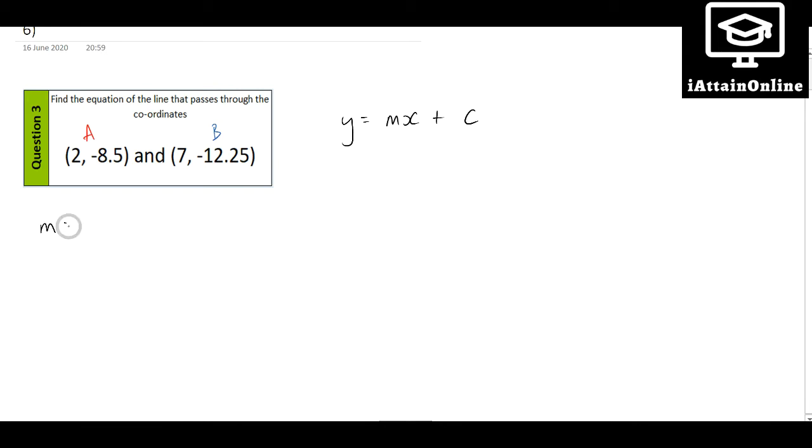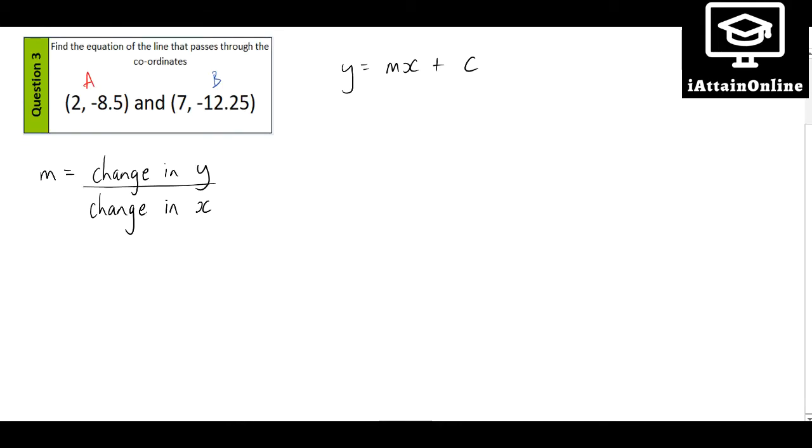And to find m, which is the gradient, we're doing the change in y, and we're dividing that by the change in x. So in this case, let's start with a this time. This is my x value, this is my y value, this is my x value, this is my y value. So we're going to start with coordinate a, so I'm doing the change in y.